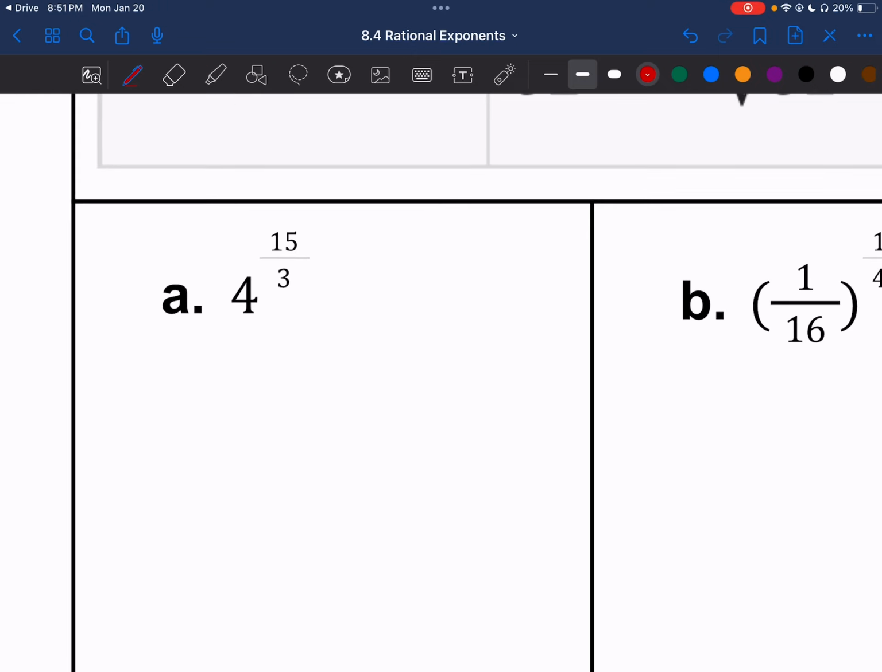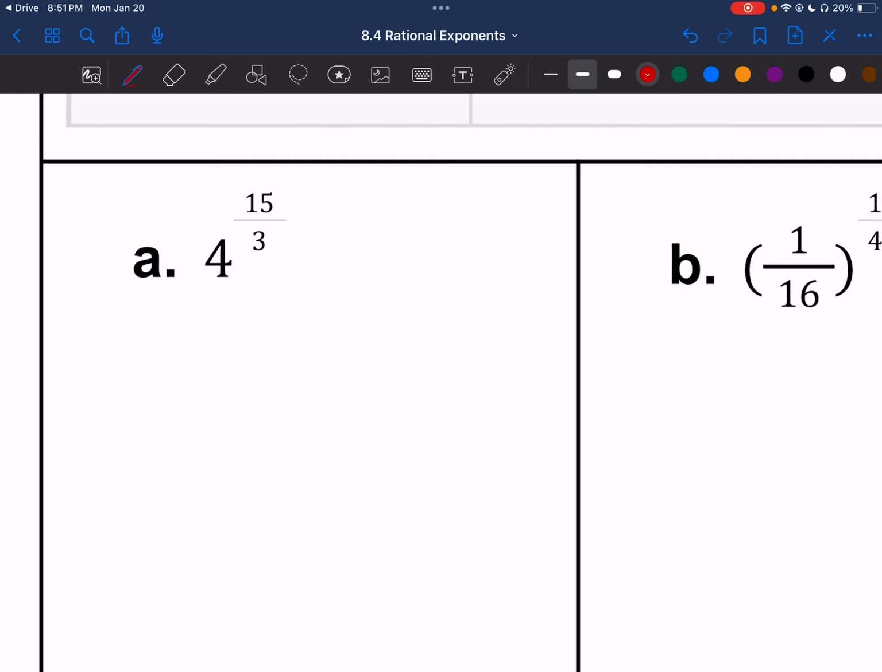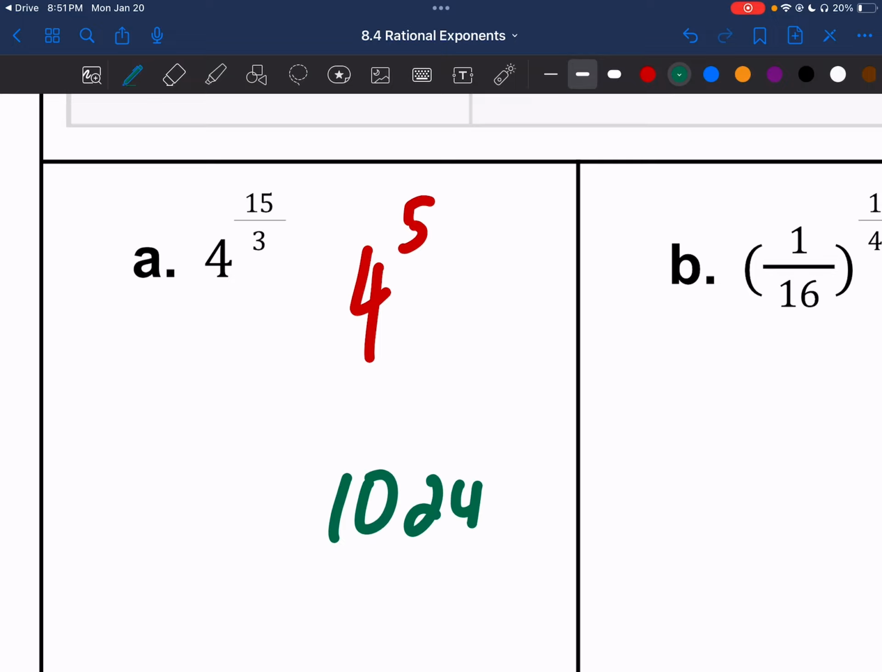First of all, let's look at letter A. Letter A, we've got 4 to the 15 over third power. Well, 15 over 3, can I reduce that fraction? I can. I want to reduce fractions if I can. So when I do that, I get 4 to the fifth power. And when I do 4 to the 5th power, what do I get? I get 1024.